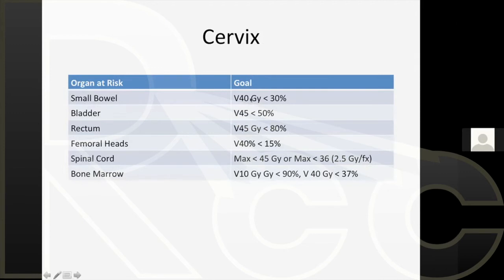But our small bowel, we want to keep the V40 Gray less than 30%, the bladder V50 less than 50. This is really hard to get a lot of times with intact cervix. The rectum less than 80%, femoral heads V40 less than 15%. Spinal cord, less than 45 Gray, maximum less than 36, and then the bone marrow. But again, what's not here, which is what I showed you, why I would pick one plan over the other, is the skin toxicity. And you really do have to look at that because these patients will get skin breakdown. So there are other things, even though we don't have them listed here, you also have to look at.